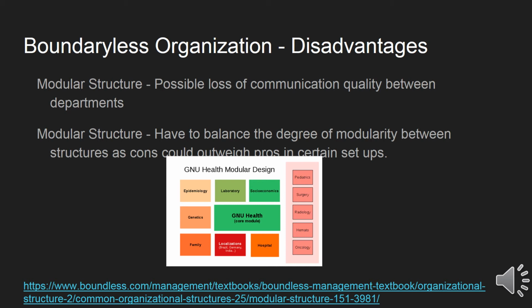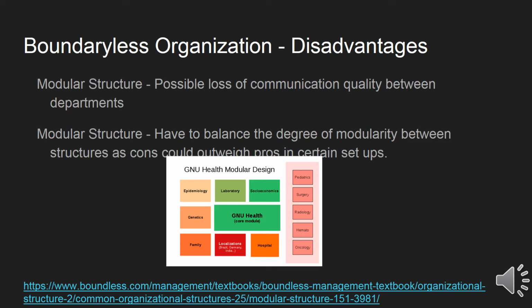Okay, I'm Alex Casal, and I'll be discussing the disadvantages that exist within various boundaryless organization structures. First, I'll focus on the modular structure, where the business is divided into small business units that focus on specific elements of the entire organization's process.